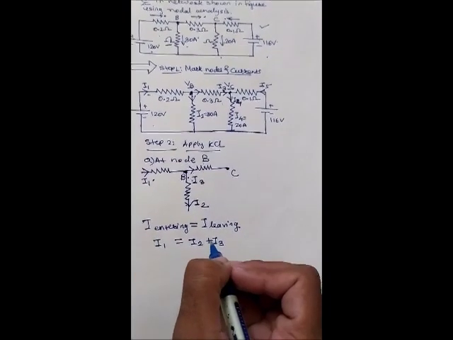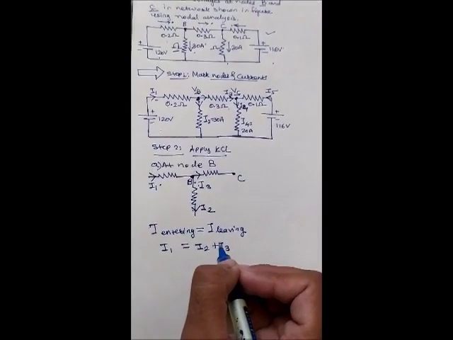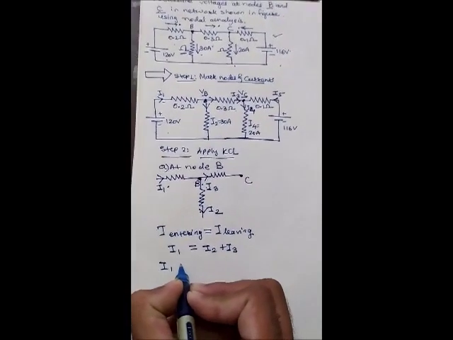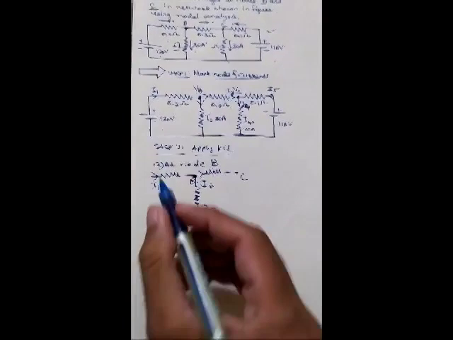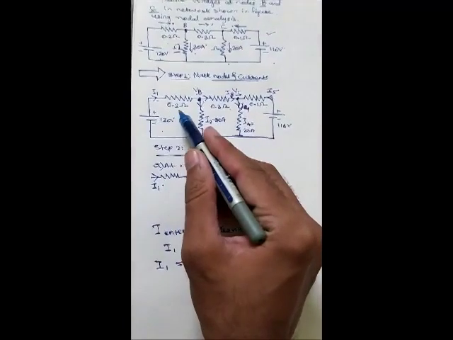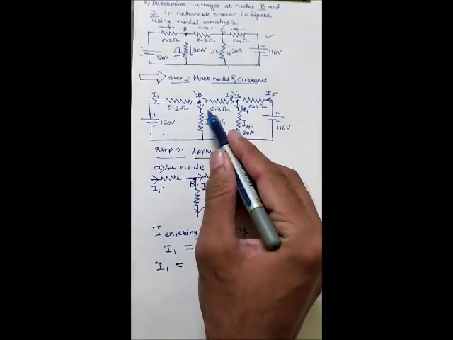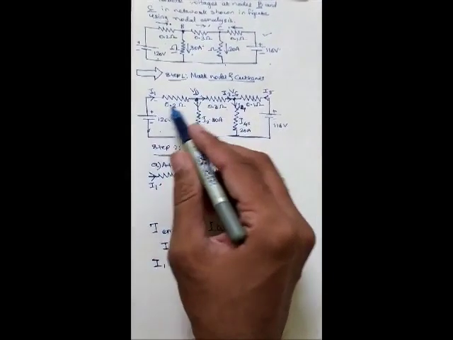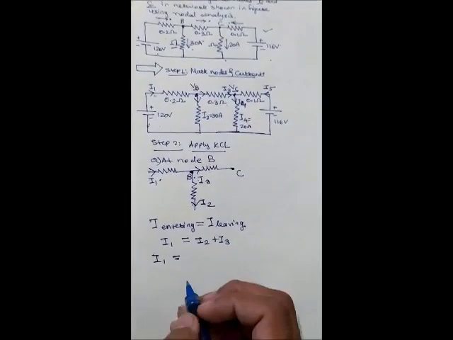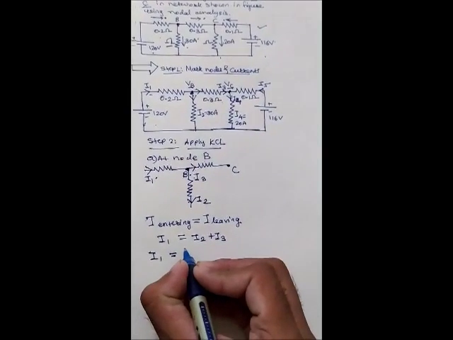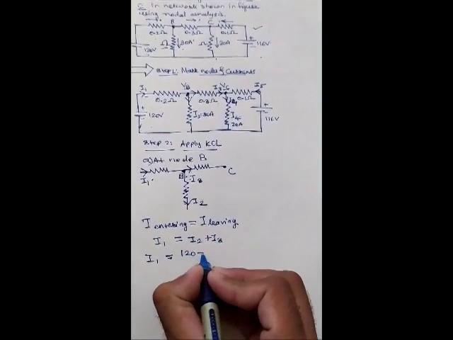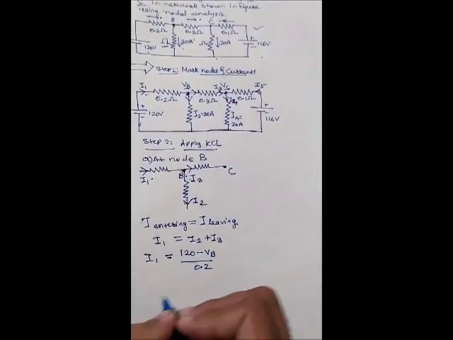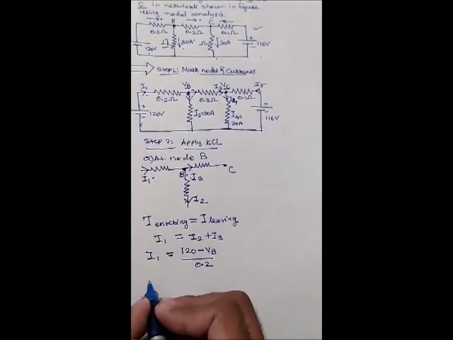I2 plus I3. Then, just as in the last equation we found the value of I1, what is the value of I1? I1 is equal to 120 minus VB. Now, I1 is flowing between which points? The 120 volt source and node VB. So the value of I1 is 120 minus VB divided by 0.2. This is the value of resistance R.